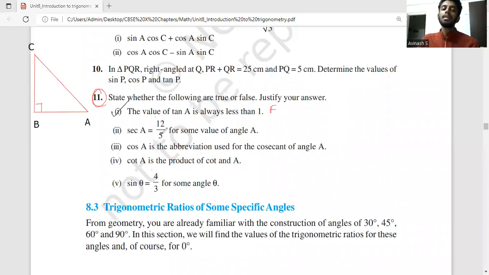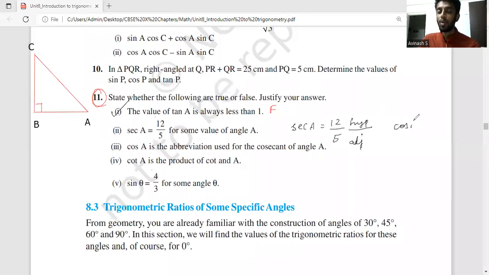Second subdivision. As you can all see, again from the same formula, they have given sec A is equal to 12 by 5. The formula for sec is nothing but hypotenuse divided by adjacent. As you can see clearly, the hypotenuse should be the longer side, so it's very clear that the hypotenuse is greater than the adjacent side. The hypotenuse is 12, which means the hypotenuse is quite a lot greater and the adjacent is much smaller. So this is true because such a situation can exist.